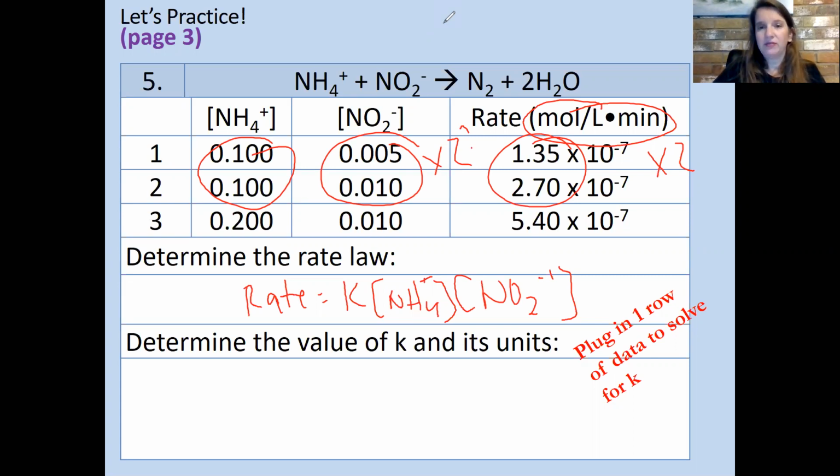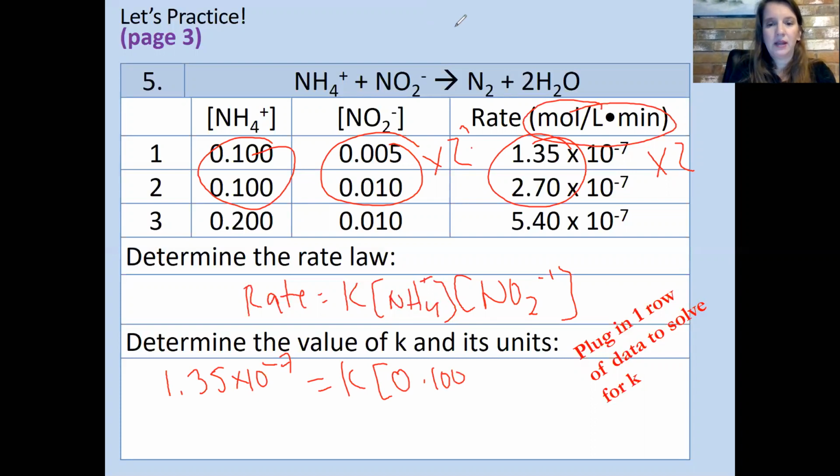So when you determine the value of K, you just pick one row and you fill it into your written rate law. It doesn't matter which row, you can pick any row. So I would pick the first, and I would have 1.35 times 10 to the negative 7 equals, and I'm going to be solving for K. I plug in my concentration of ammonium and I plug in my concentration of the nitrite, and I solve for K. I don't have my calculator handy, so I'm just going to go ahead and pull up the answers here.